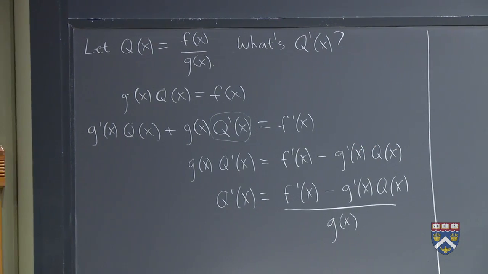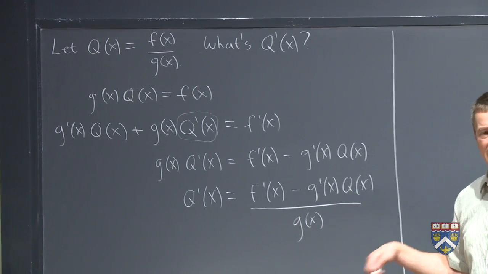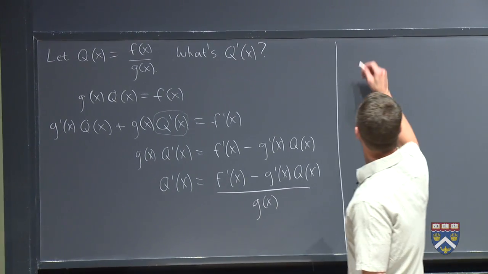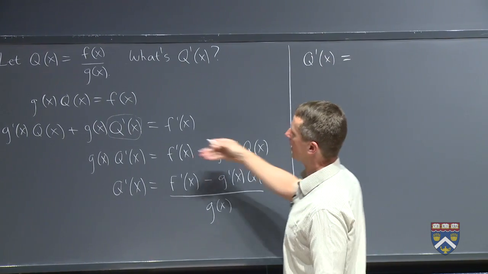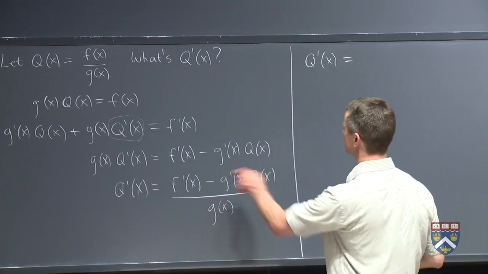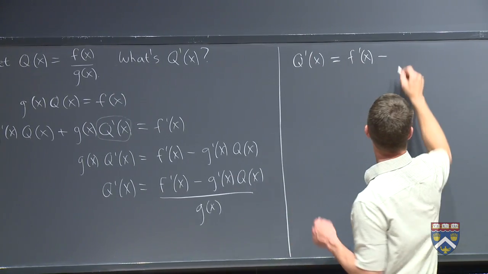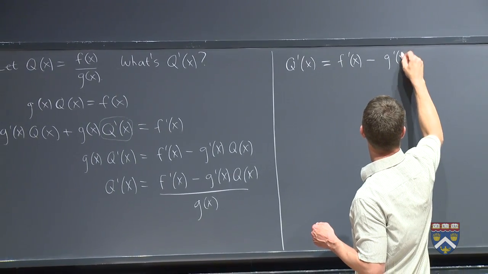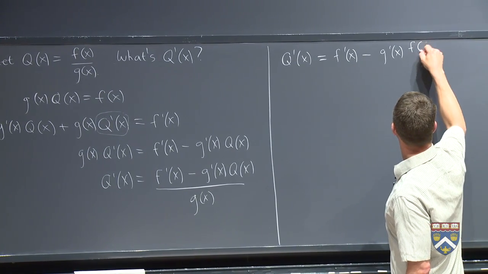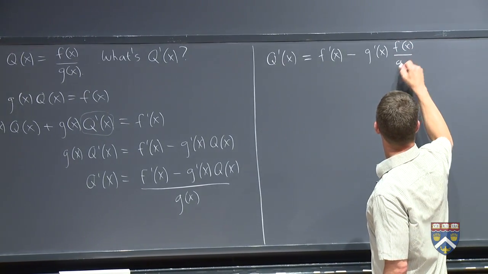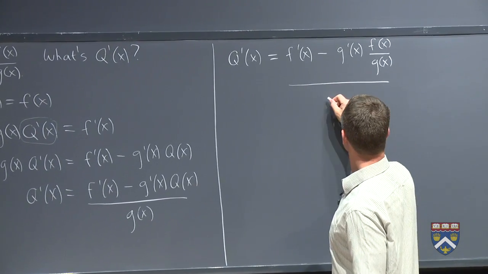But this looks a little funny, right? Because we've got this q of x in here. We would like a rule that just had f's and g's in it. But we know what q of x was. In terms of f and g's, it was f over g. So this is going to be f prime minus g prime of x. Q of x was what? F of x over g of x. And this is still all over g of x.